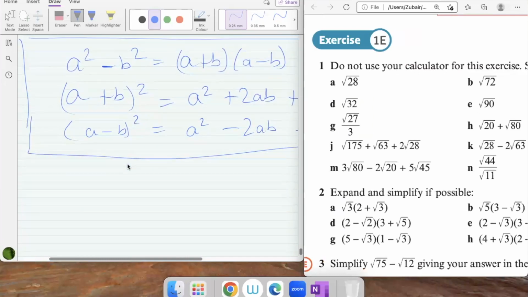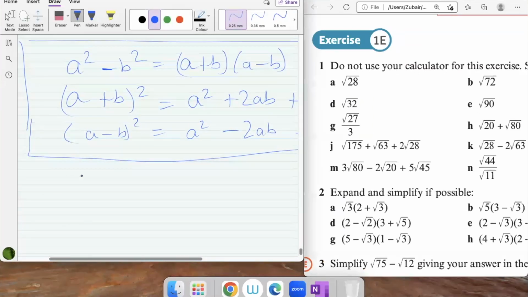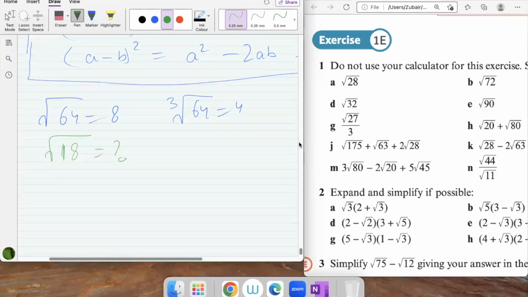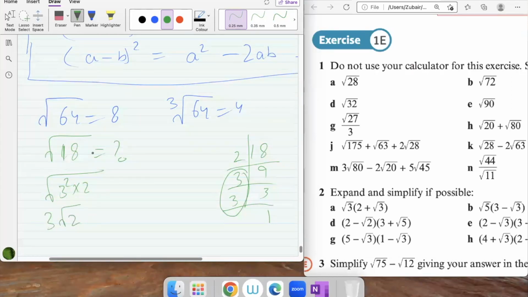For example, if I write square root 64, the answer is 8. If I write cube root of 64, the answer is 4. But what do I write when I say square root of 18? So this was 18, 2 nines, 3 threes, 3 ones. So we have a pair of 3s, which is 3 squared times 2. In case of square root, the pair comes out of it. So square root 18 could be written as 3 root 2.